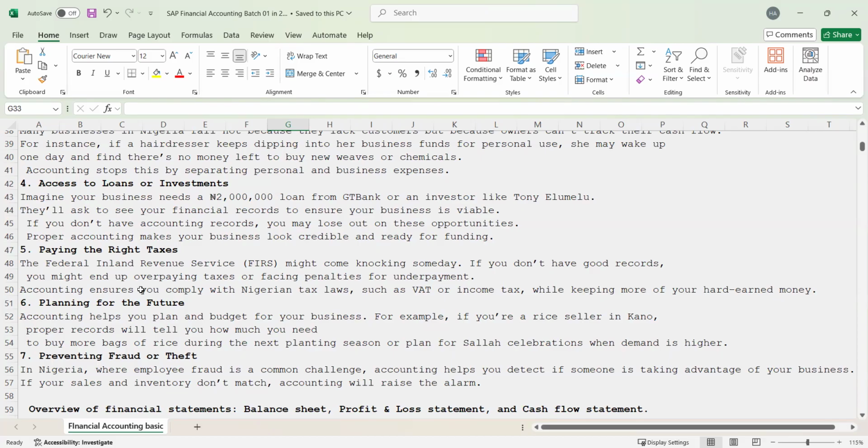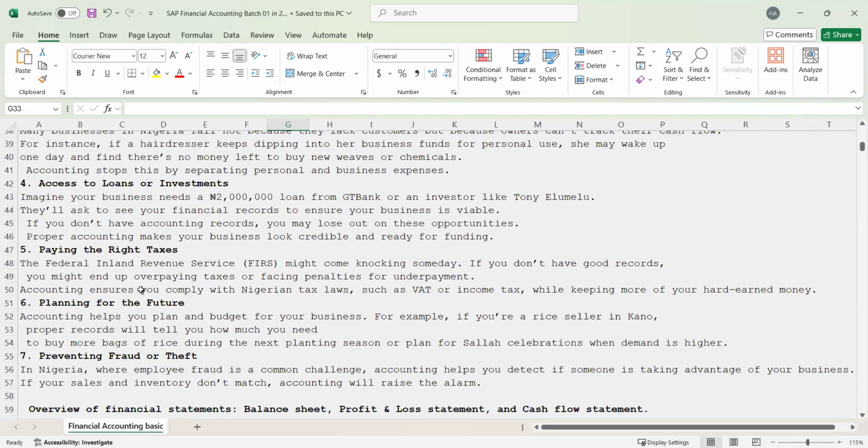So you go into your record and bring them. I'm not owing you. I've been complying with taxes, and you show them with proof that you have actually been complying with taxes. So if you don't have good records in accounting, you might end up overpaying taxes or facing penalty for underpayment.